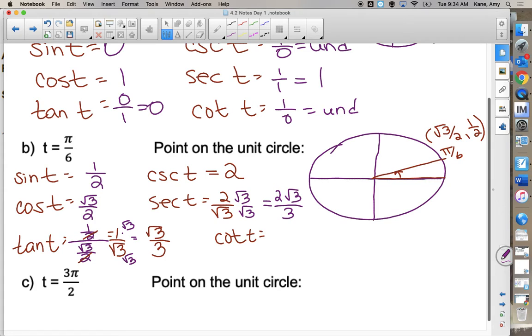So the last one is the cotangent. I would go back to the original fractions and flip that. So I had 1/2 divided by the square root of 3 over 2. If I flip that whole fraction, I end up with the square root of 3 over 2 divided by 1/2. So if my denominators are the same, they cancel. What's the cotangent equal to? The square root of 3. Questions?